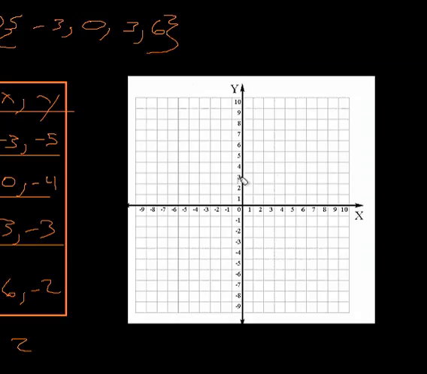Cool. And these values, -3, -5, so right here. And then 0, -4. Then I've got 3, -3. Then I've got 6, -2. Cool, and I should be able to just draw a line straight through this one, which I can. Awesome.